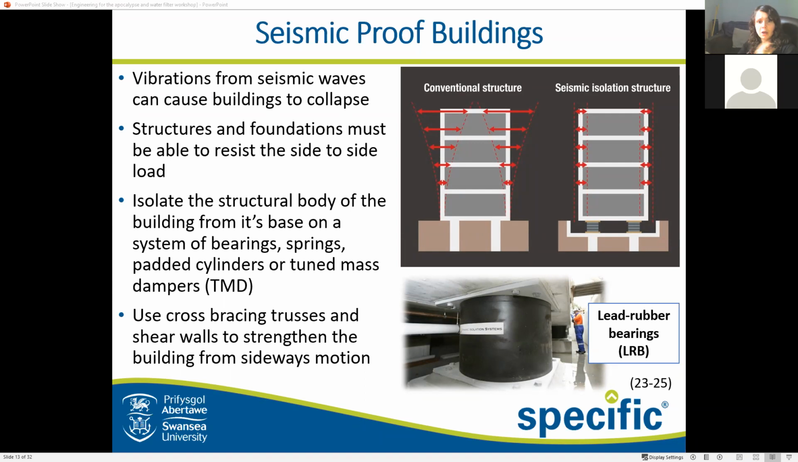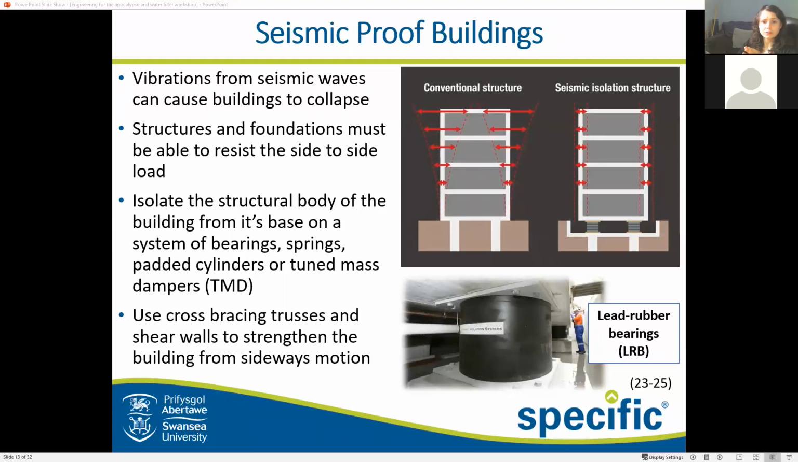As well as this, buildings can also be isolated from the ground. Base isolators, which can be put like a pair of stilts underneath the building, connecting the building to the ground, can be applied in a variety of bearings, springs, padded cylinders, or if you want to apply something to enable it to sway in something like a skyscraper, which is higher up, you can also have tuned mass dampening systems, which we'll talk about a little bit more later.